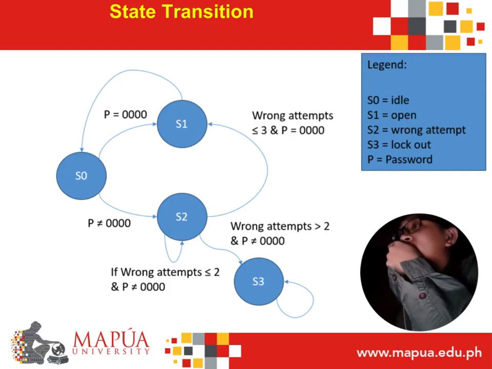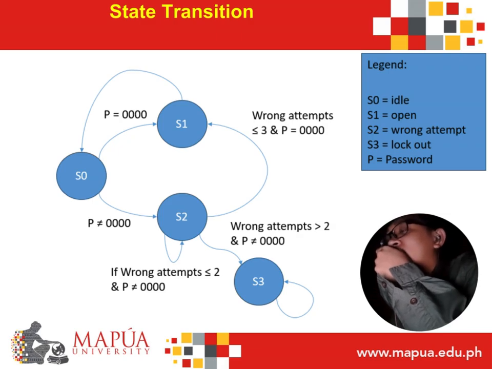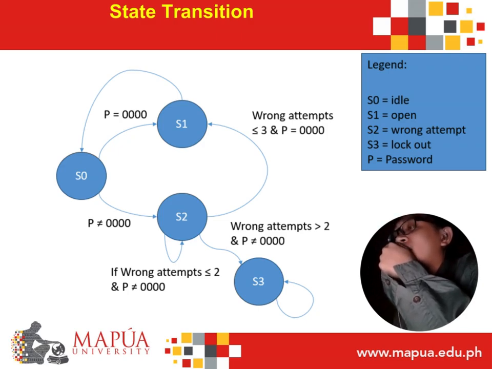Next, if the user gets a wrong password again, it will stay in S2 until he gets three attempts wrong, where on the third wrong attempt, it will jump into S3, state 3, which means lockout, and the user will be stuck there, looped on that state.